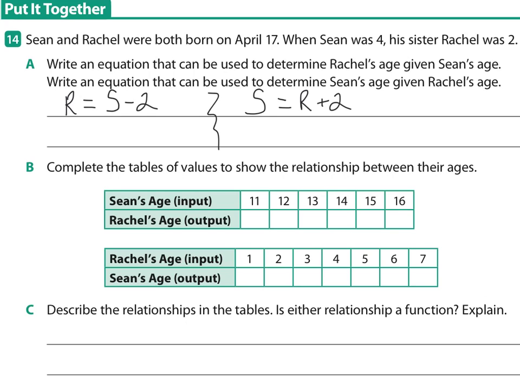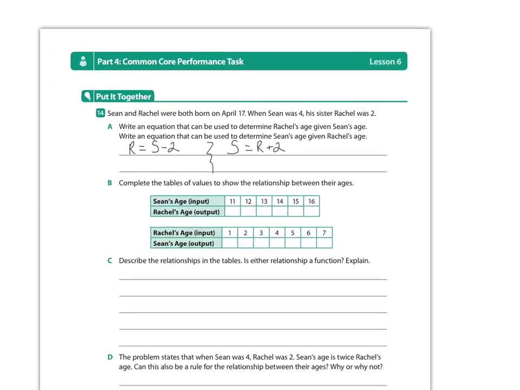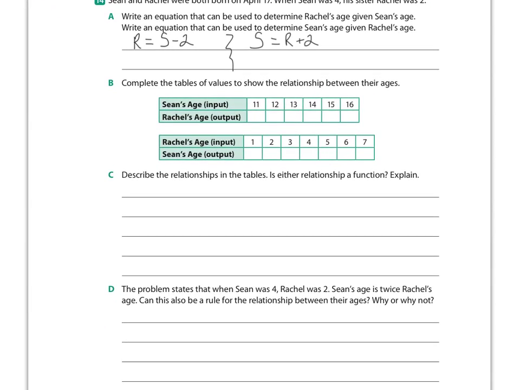So I'm going to let you guys go on the rest of this. Go ahead, fill out the table, right? It's giving you all the inputs you need. Then describe the relationships you see. Are they a function? Are they not? And then you've got one last question on there, question D.